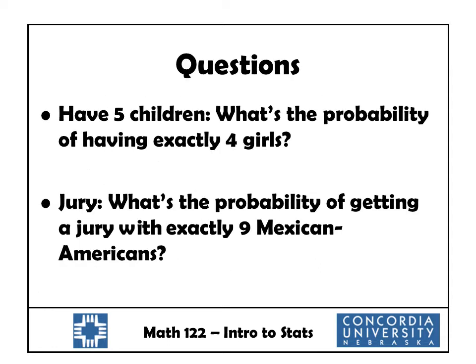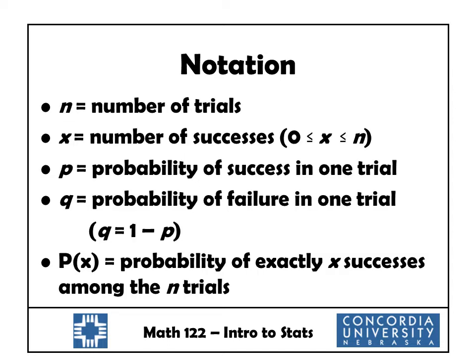So some questions we might ask in these 2 examples. In the first one, having 5 children, what's the probability of having exactly 4 girls? On the jury, we might ask what's the probability of getting exactly 9 Mexican Americans on our jury. We can use a binomial distribution to answer these 2 questions. We're going to talk about some notation here before we introduce formulas. Let's let n be the number of trials. Now before we let n be the sample size, number of trials is going to be very similar. X is the number of successes. Now x is our random variable here, so it's the number of successes out of our n trials.